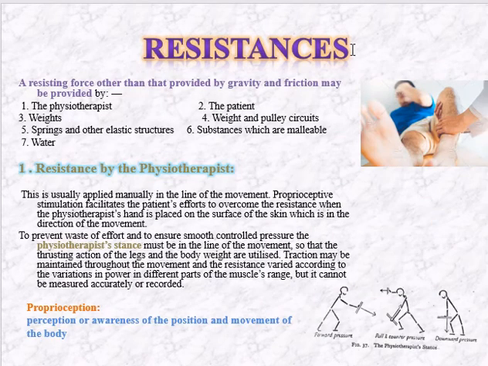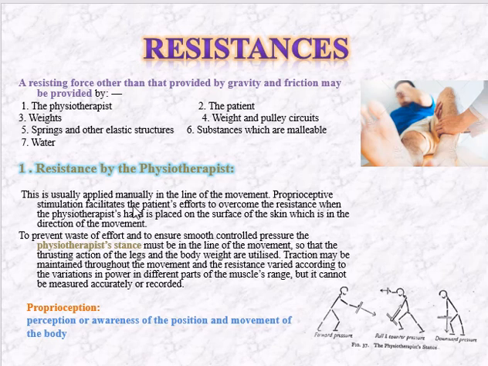Now, resistances. Resisting force other than that provided by gravity and friction may be provided by a physiotherapist, patient, weights and pulley circuits, springs and other elastic structures, malleable substances, and water. Now we discuss these types of resistances. First of all, resistance by the physiotherapist. This is usually applied manually in the line of the movement.